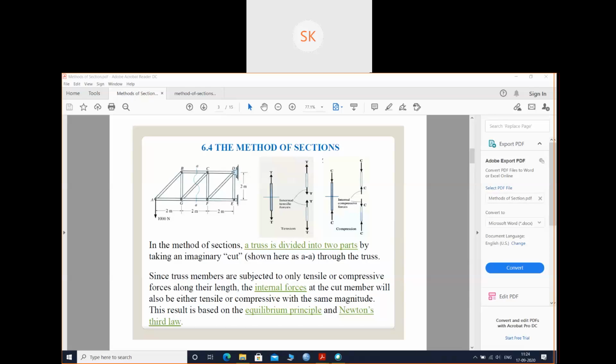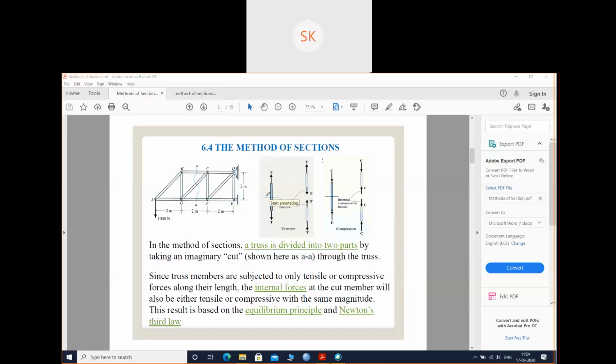Since truss members are subject to only tensile or compressive force along their length, the internal forces at the cut members will also be either tensile or compressive with the same magnitude. That means, if this is a member and at its end points it is experiencing tension, then when you cut this member, the internal forces will also be tensile.